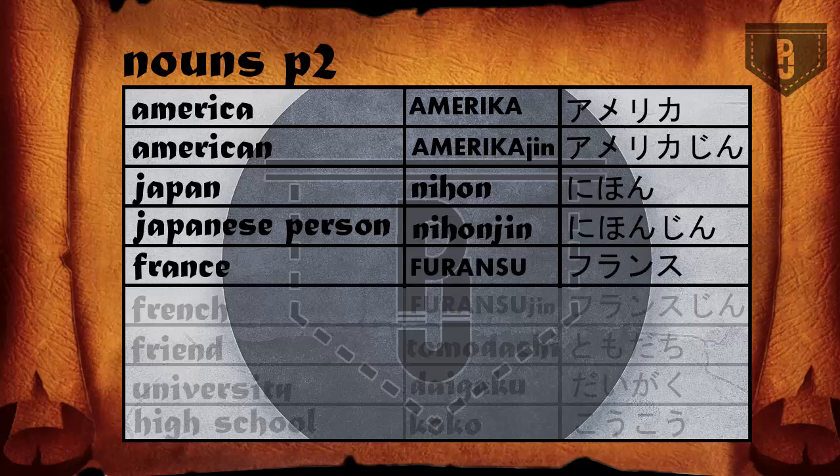France would be Furansu. Now try not to say Fransu or something because you may be used to saying France, but in Japanese it's actually a couple of katakana in a row. So you have Furansu. And a Frenchman would be Furansujin.